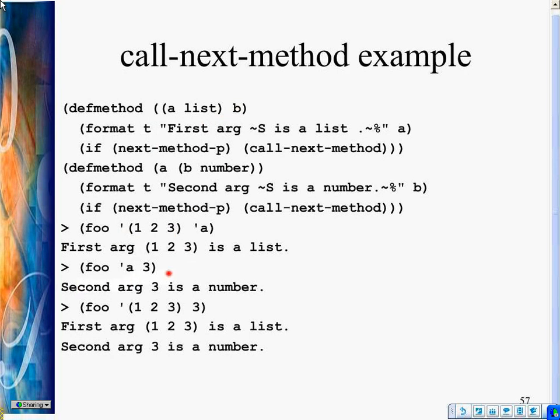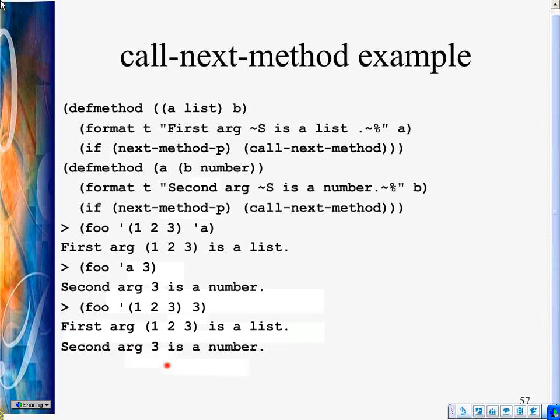If we call foo A 3, A is the symbol, so we're calling the second method here. The second argument is a number, and so it prints out second argument is a number. And when we call foo with the first argument being a list and the second argument being a number, it says first argument is a list, second argument is a number.